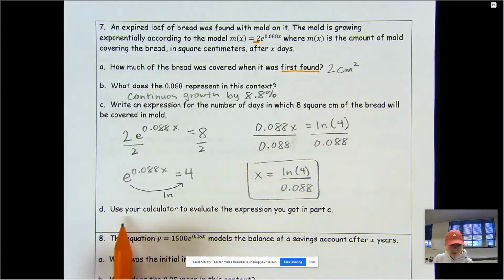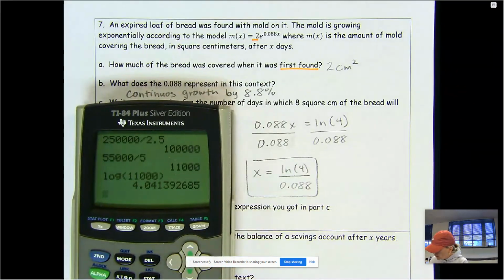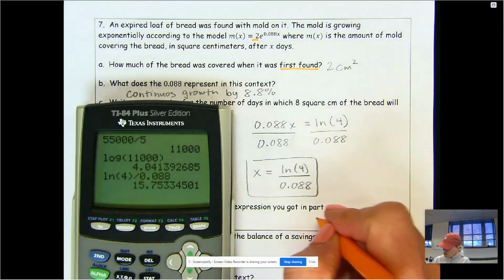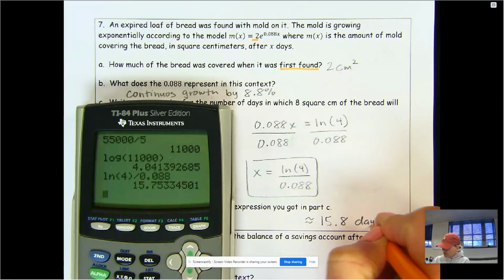And then part D, use your calculator to evaluate the expression from part C. So I need to evaluate the natural log of 4. Remember to close the parenthesis before dividing by the value on the bottom, the 0.088. So we're looking at about 15.8, almost 16 days. So I'm just going to write approximately 15.8 days.